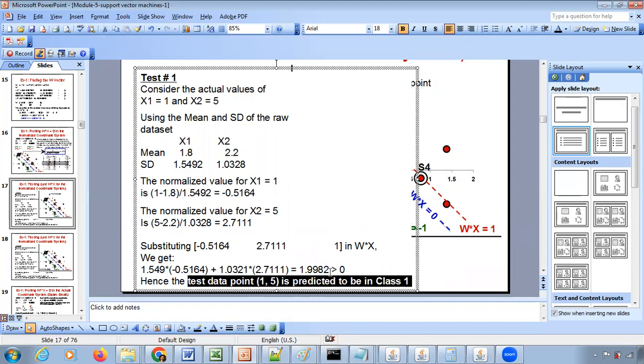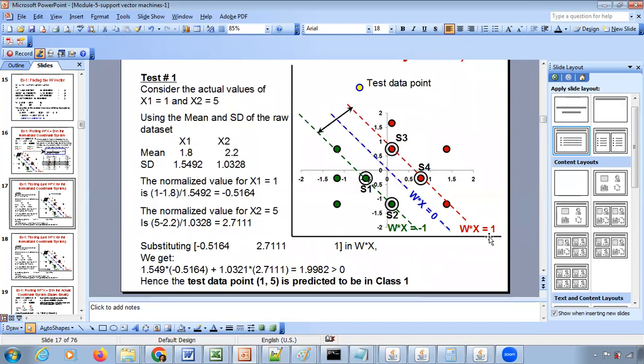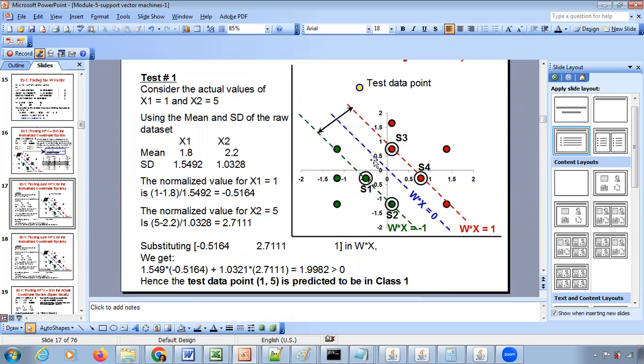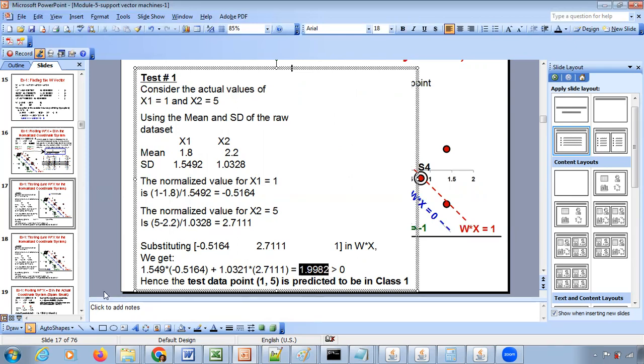Now, how far it is from 1, that is our wx equals 1, will tell you how far the test data point is. So if we plot this negative 0.5164, 2.711 in the normalized coordinate system, this is where my test data point comes out to be, the yellow one. And you see, this is farther away from this red line, which is the decision boundary for wx equals 1. So if it was close to this, it would have been like 1 point something, but this is reasonably far away from this. So it makes sense that we get this wx value to be almost 2.